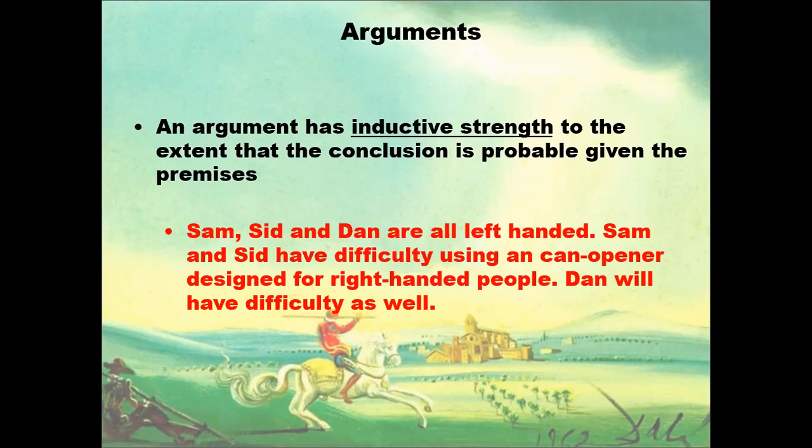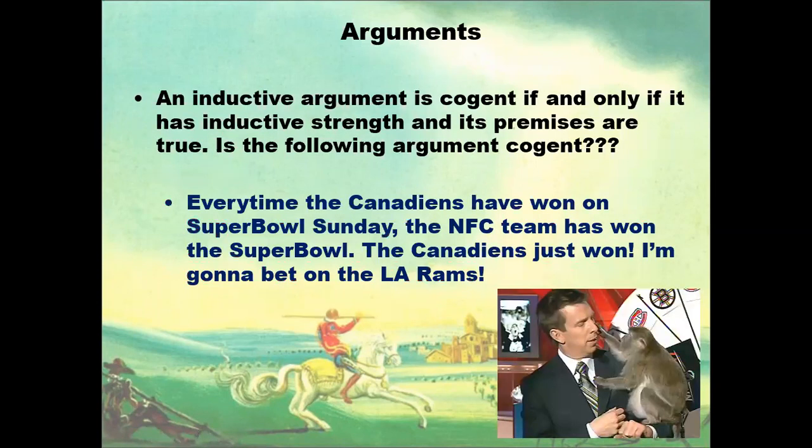Is it guaranteed? No. With an inductive argument, it's never guaranteed, because Dan might be the 1,000,001st person, and all of a sudden he's the left-handed person that doesn't have difficulty with a can opener. Okay, he's the 1 in a million. So there's no guarantee.